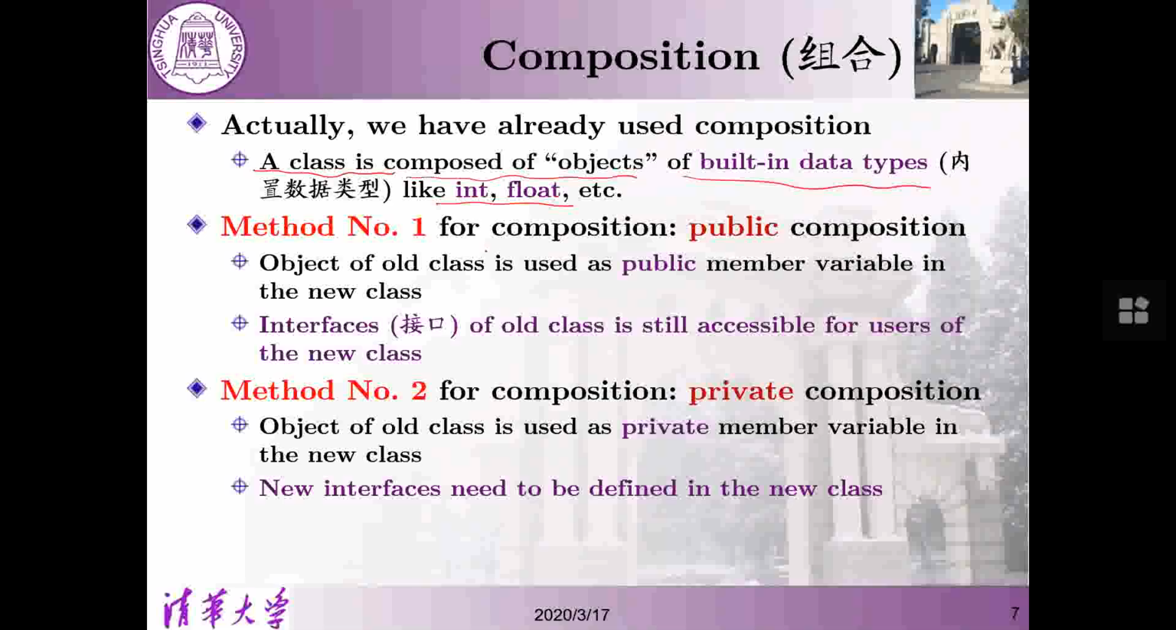So for composition, we have two types. One is public composition, another one is private composition. Actually, we can also have a protected composition, which is similar to private composition, but the difference is that if we do inheritance, there is some difference.